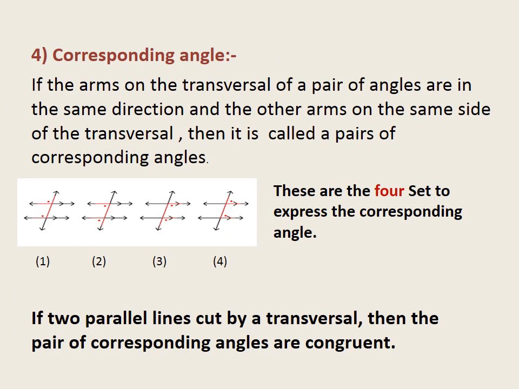Fourth, corresponding angles. If the arms on the transversal of a pair of angles are in the same direction and the other arms are on the same side of the transversal, then it is called a pair of corresponding angles. If any two parallel lines are cut by a transversal, then the pairs of corresponding angles are congruent. As shown in this slide, corresponding angles make an F.